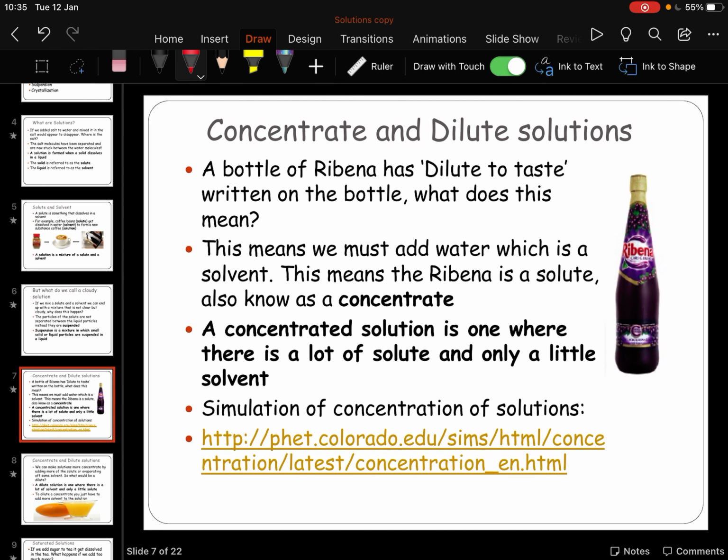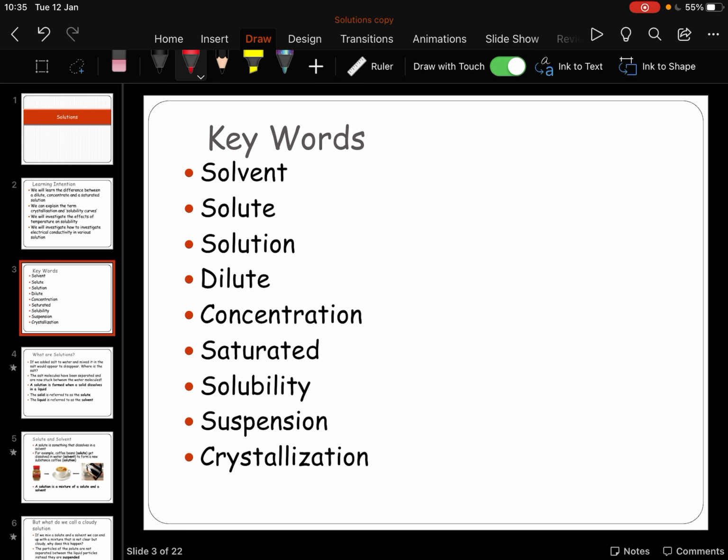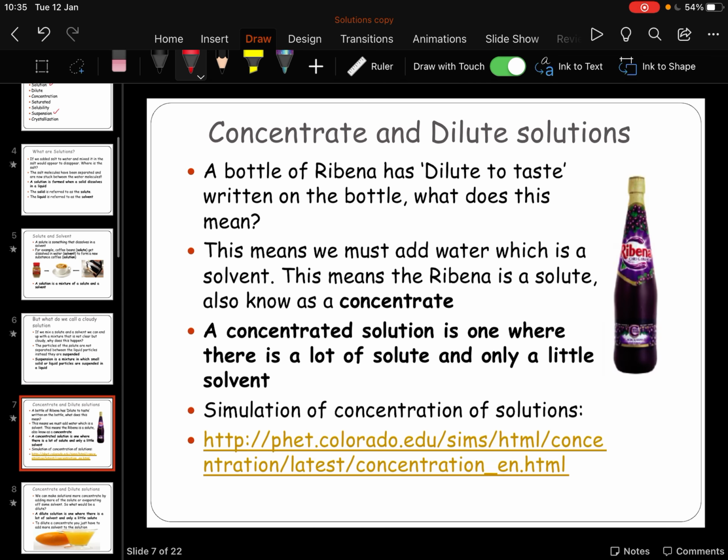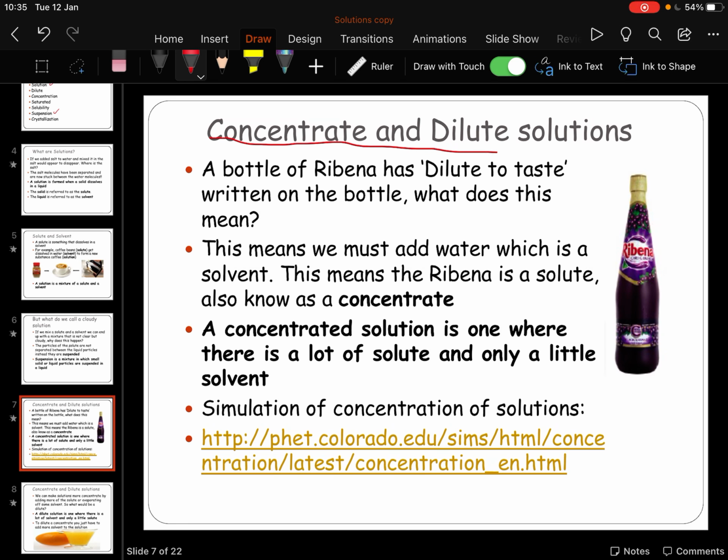So now we're moving on to the next keyword. Let's look at our keywords here. Solvent, solute, solution, suspension. So we've got a few already ticked off. And our learning intentions, we haven't got there yet, but we're getting there. Now, concentration and dilute. So now we're on to our next two keywords. A bottle of Ribena has "dilute to taste" written on the bottle.